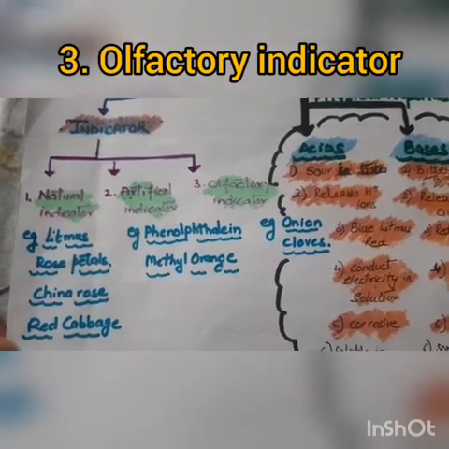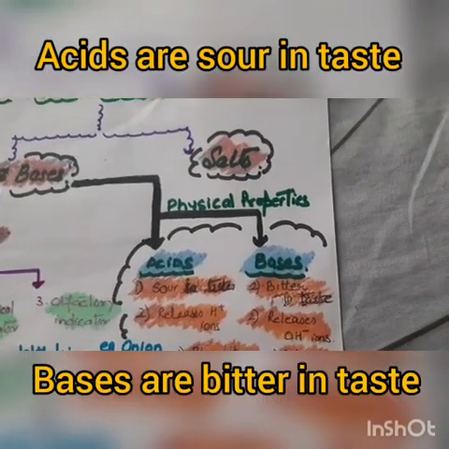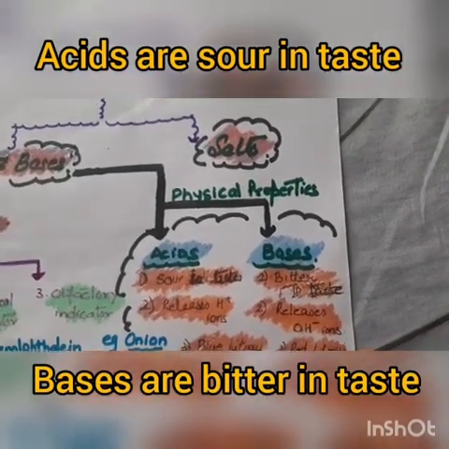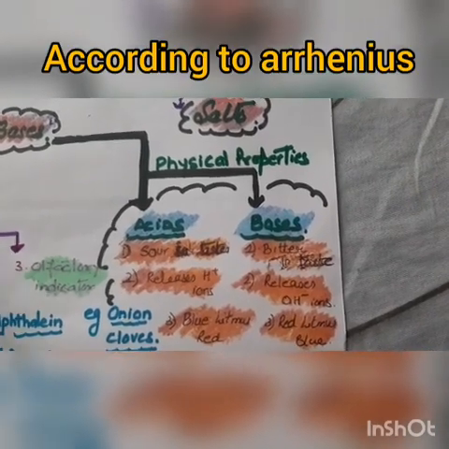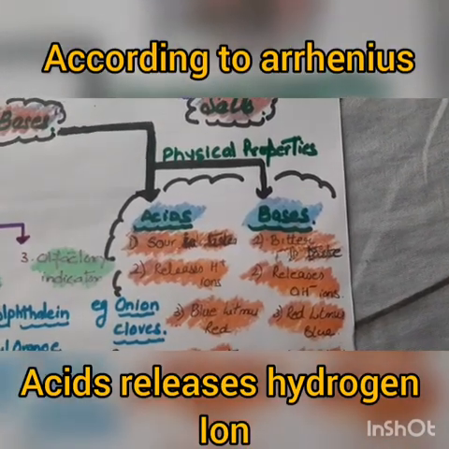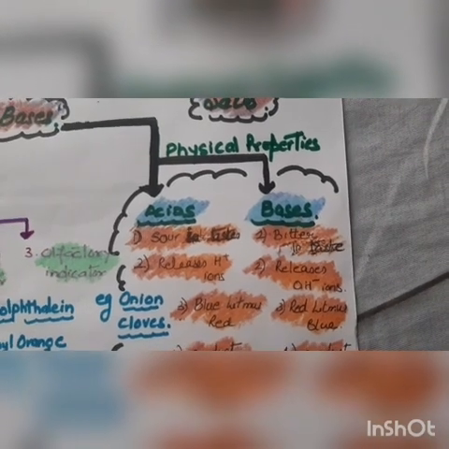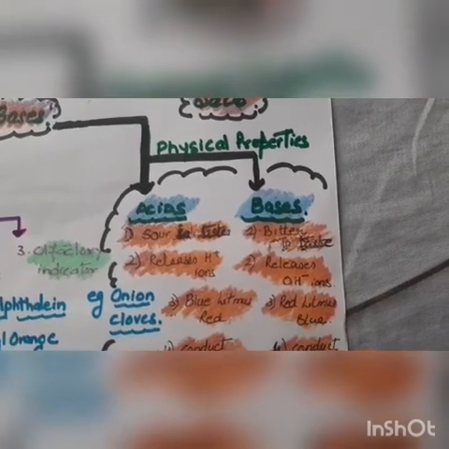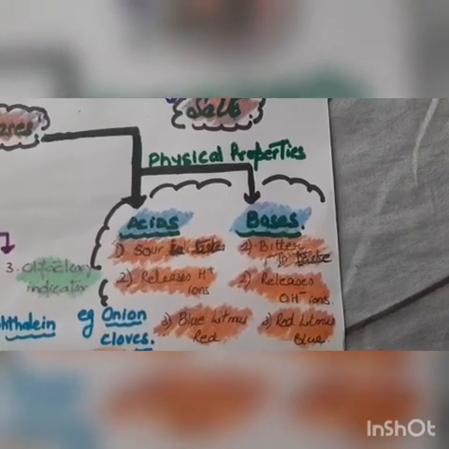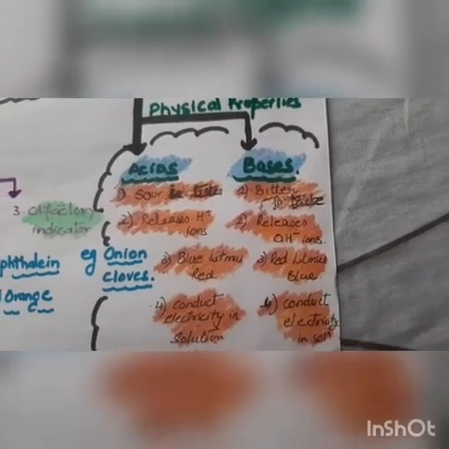Now the physical properties of acids and bases. Acids are sour in taste and bases are bitter in taste. The definition of an acid given by Arrhenius is: when an acid dissolves in water, it releases H+ ions, whereas bases, when dissolved in water, release hydroxide ions. Acids turn blue litmus red and bases turn red litmus blue.